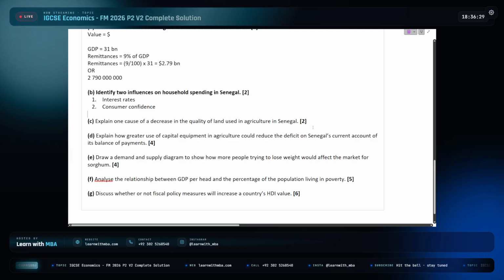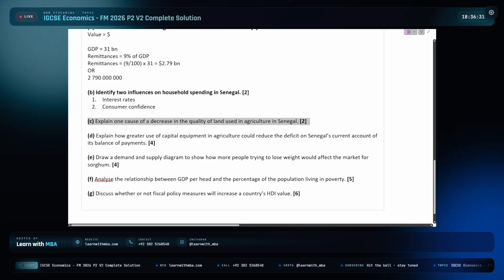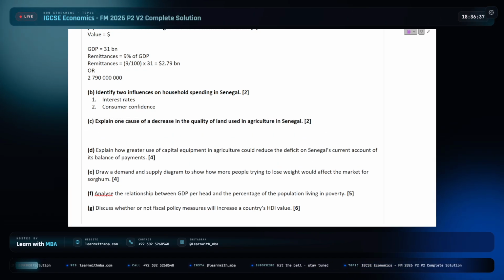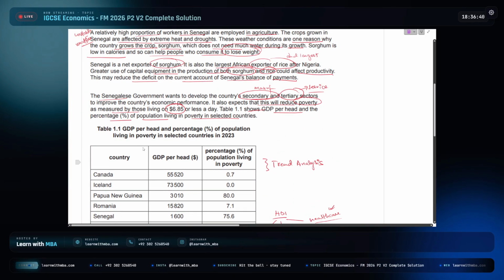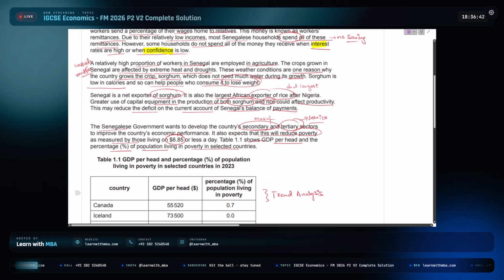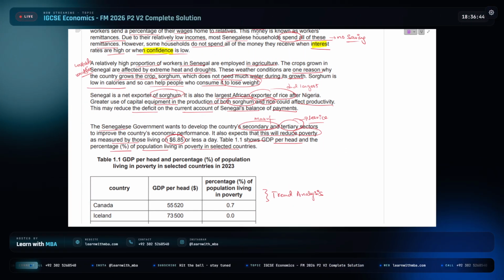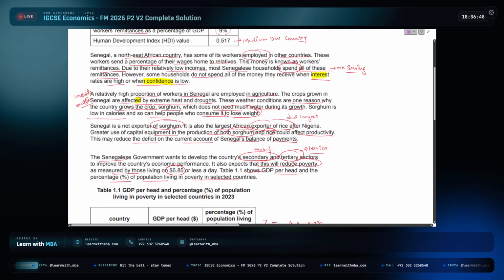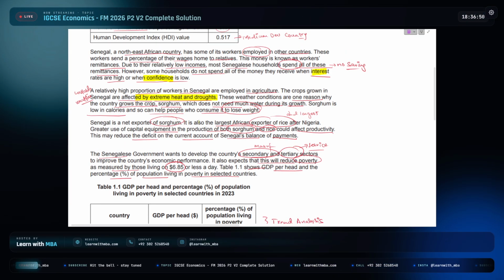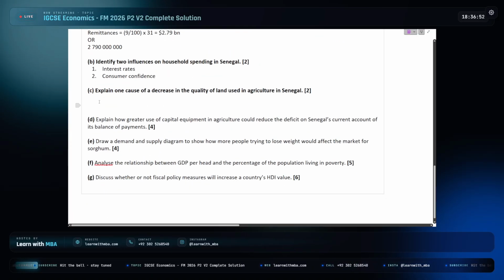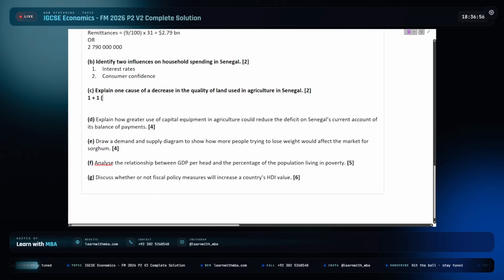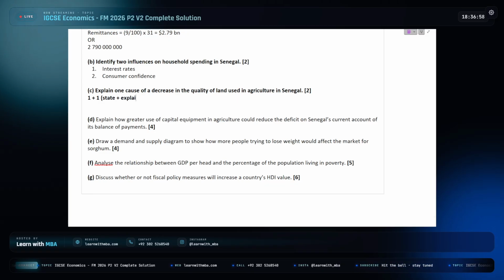Then it says explain one cause of a decrease in the quality of land used in agriculture in Senegal. Right? It mentioned it over here, right? So extreme heat and droughts. So just identify it over here. So it's of 2 marks. That means it's a 1+1 policy. So state plus explain. Right?